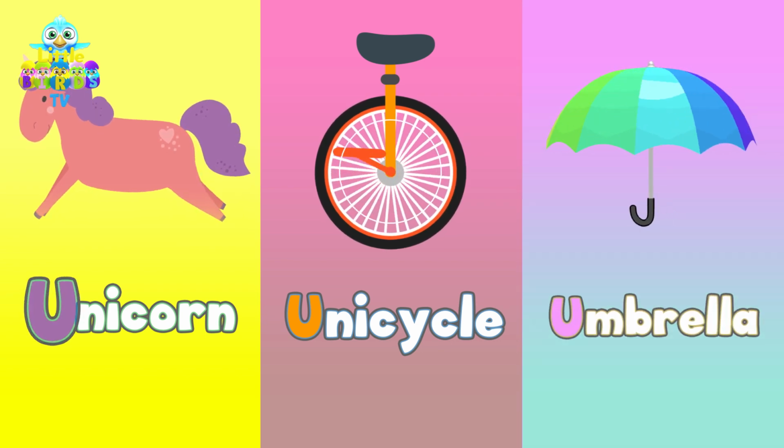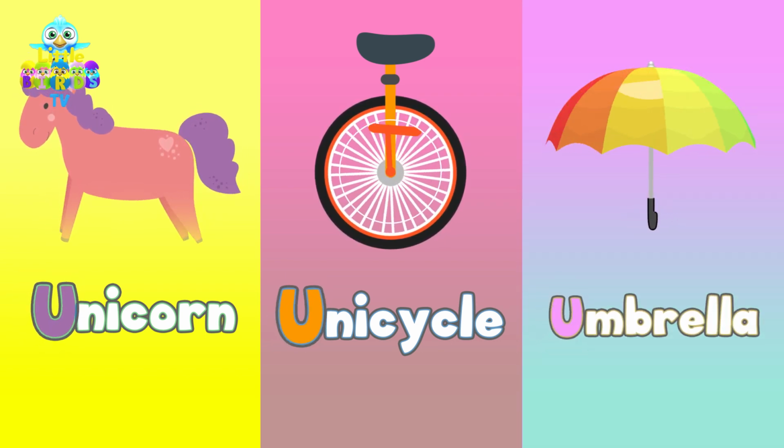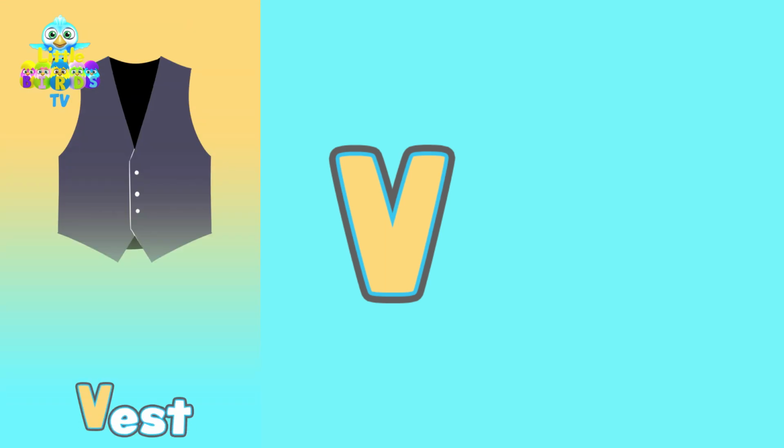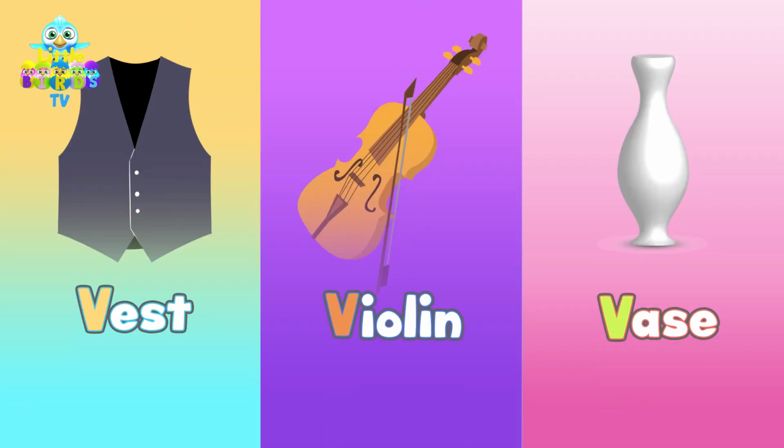U for umbrella. V for vest, for violin, for vase. V v v v v v.